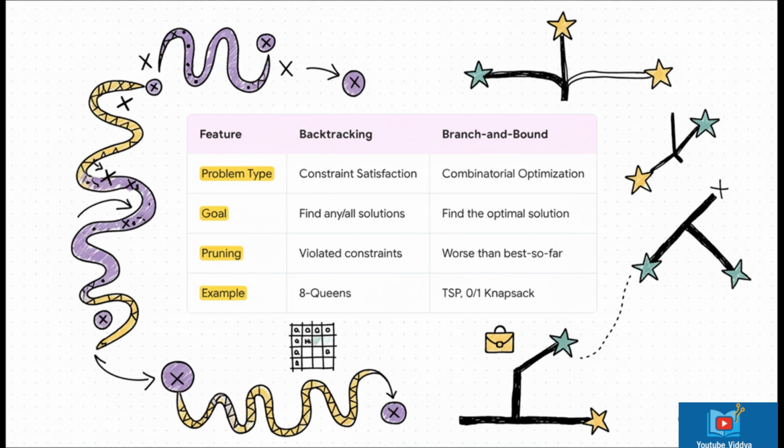And that directly leads to their goal. Backtracking is happy finding any valid solution, or even all of them. Branch and bound has one mission: find the single best, the optimal solution. And finally, their pruning method. This is huge. Backtracking only stops when a rule is broken. Branch and bound is way smarter. It stops exploring a path the second it knows it can't possibly be the best one.